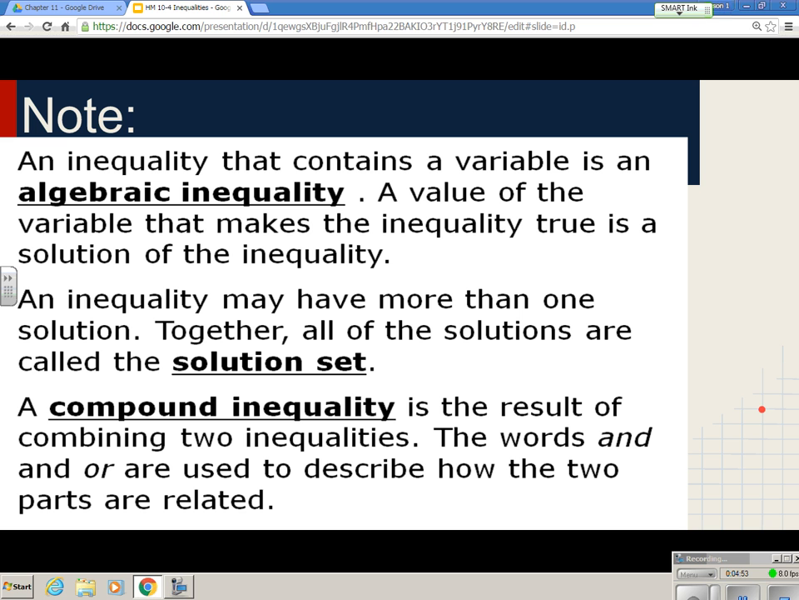And together, if you look at all the solutions, they're called a solution set. I also want you to have that written down. And a compound inequality is the result of combining two different inequalities with the words and or. So you might be looking at the way two different numbers react with a variable, or how two variables react with a number. You'll see what I mean as we get into our examples today. Make sure you have these written down before moving on.